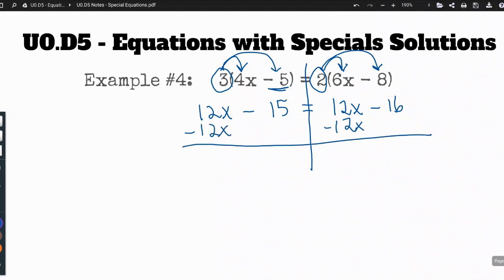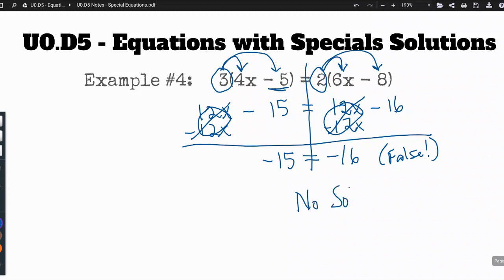The only problem is 12x subtract 12x is 0, and that happens on both sides, leaving me with negative 15 on the left, because remember it was 0 minus 15. And on the right side, 0 minus 16 is negative 16. My variables canceled out, and I'm left with an equation. Is this true or is this false? And hopefully you realize right away those are not balanced. It is not a true equation that one number equals the other. And because this is false, we should say no solution.